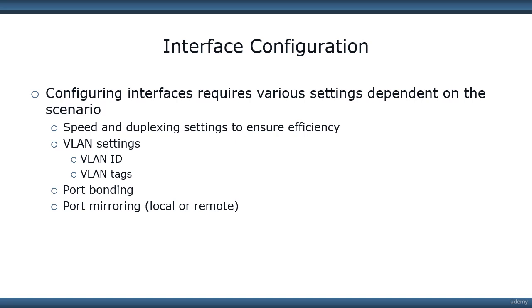We're going to need VLAN tagging, VLAN IDs, configured on these ports so that it identifies what VLAN they're associated with. Port bonding, if you want to aggregate the bandwidth of two ports, you'd have to configure that at the interface setting. Port mirroring, either local or remote, is going to be done at the actual interface itself. So we go into the CLI, the command line interface, and we determine what's needed, and then we get into those ports and we actually make those changes.